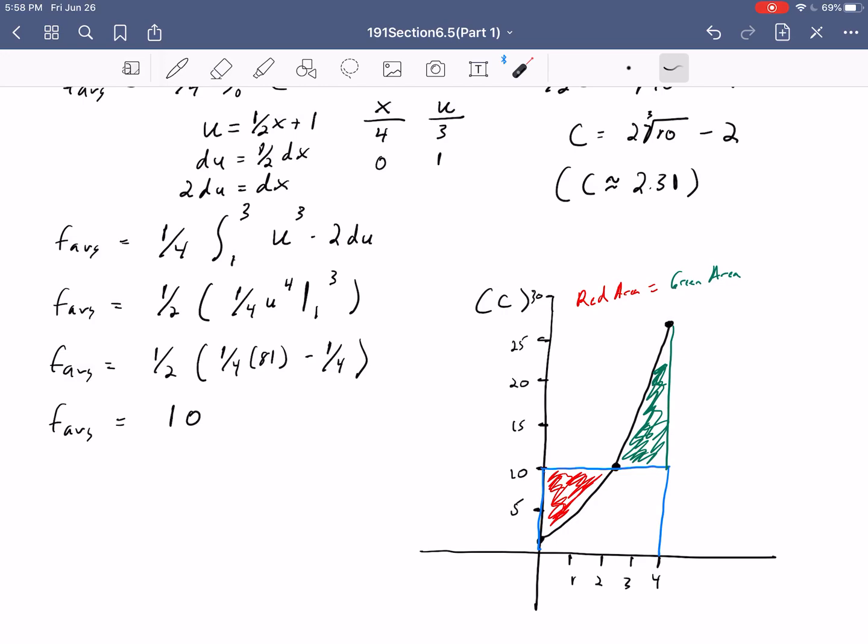This wraps up section 6.5. This is a relatively short section. The next video will be moving into section 7.1, which means we'll begin our investigation into techniques of integration. So we'll be moving away from applications of integrals and instead focusing on some better ways to actually integrate functions.